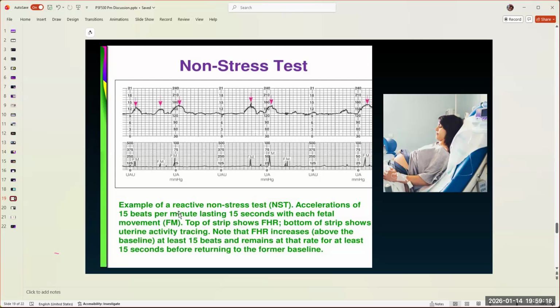15 beats a minute increase in the rate for a 15-second period for at least 15 beats. In other words, 15 different beats, if it makes sense. We want to see all this happening within a 20 to 30-minute period. So the non-stress test we want to be positive because it's showing good oxygenation. That's all you really have to know.